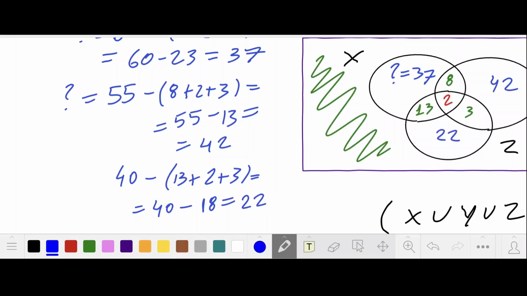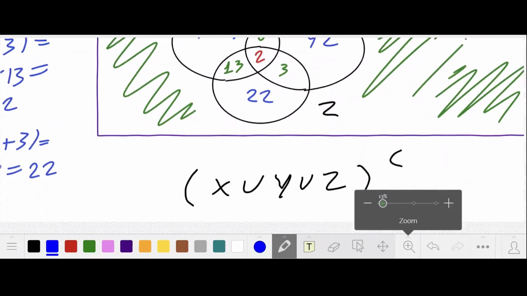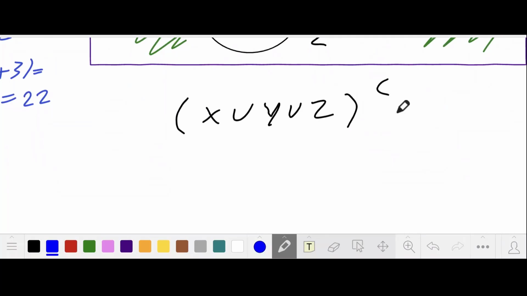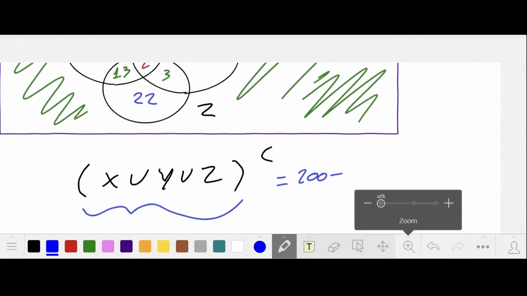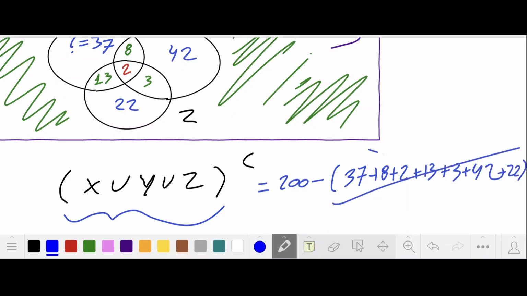Okay, so in order to find the final answer, we have to subtract all these numbers from the number 200. So the amount of bacteria that are in the set is equal to 200 minus, okay, this is going to be a tedious process, 37 plus 8 plus 2 plus 13 plus 3 plus 42 plus 22. All right, now I'm not going to calculate that.